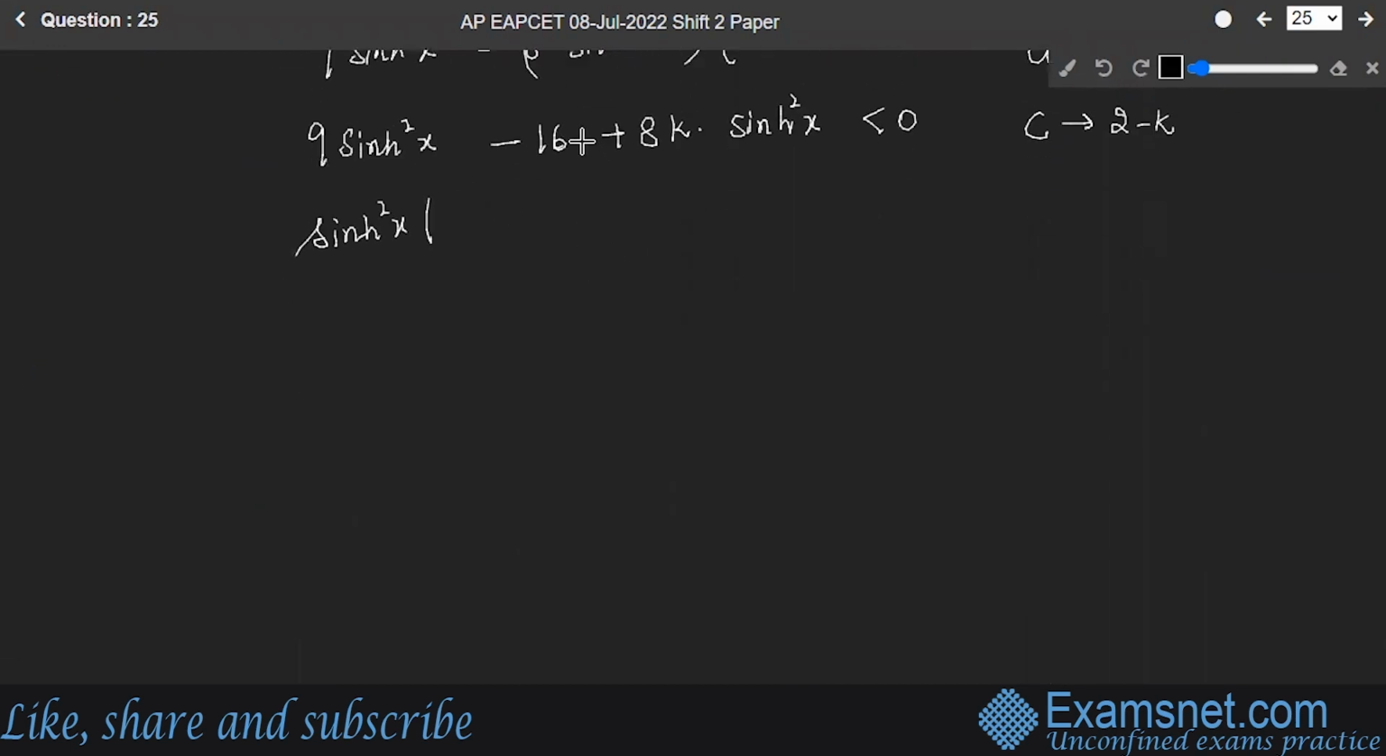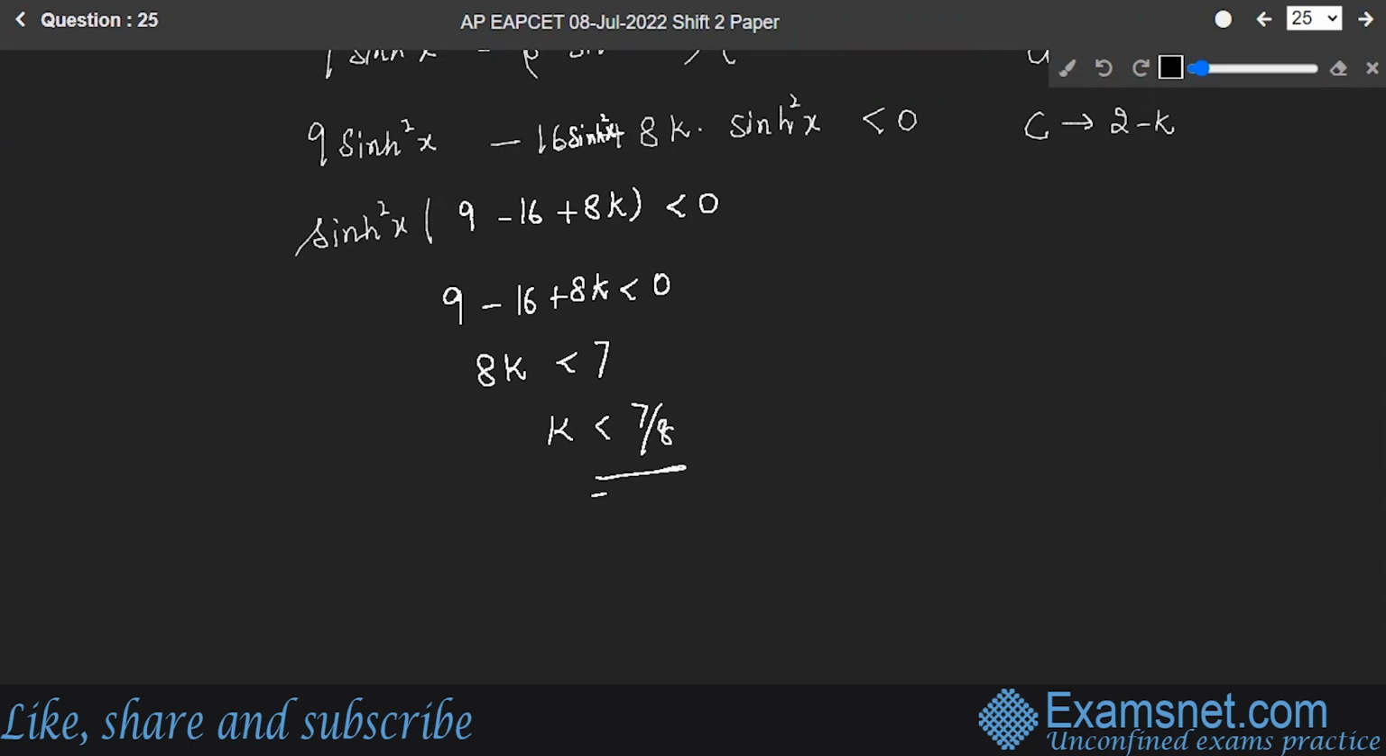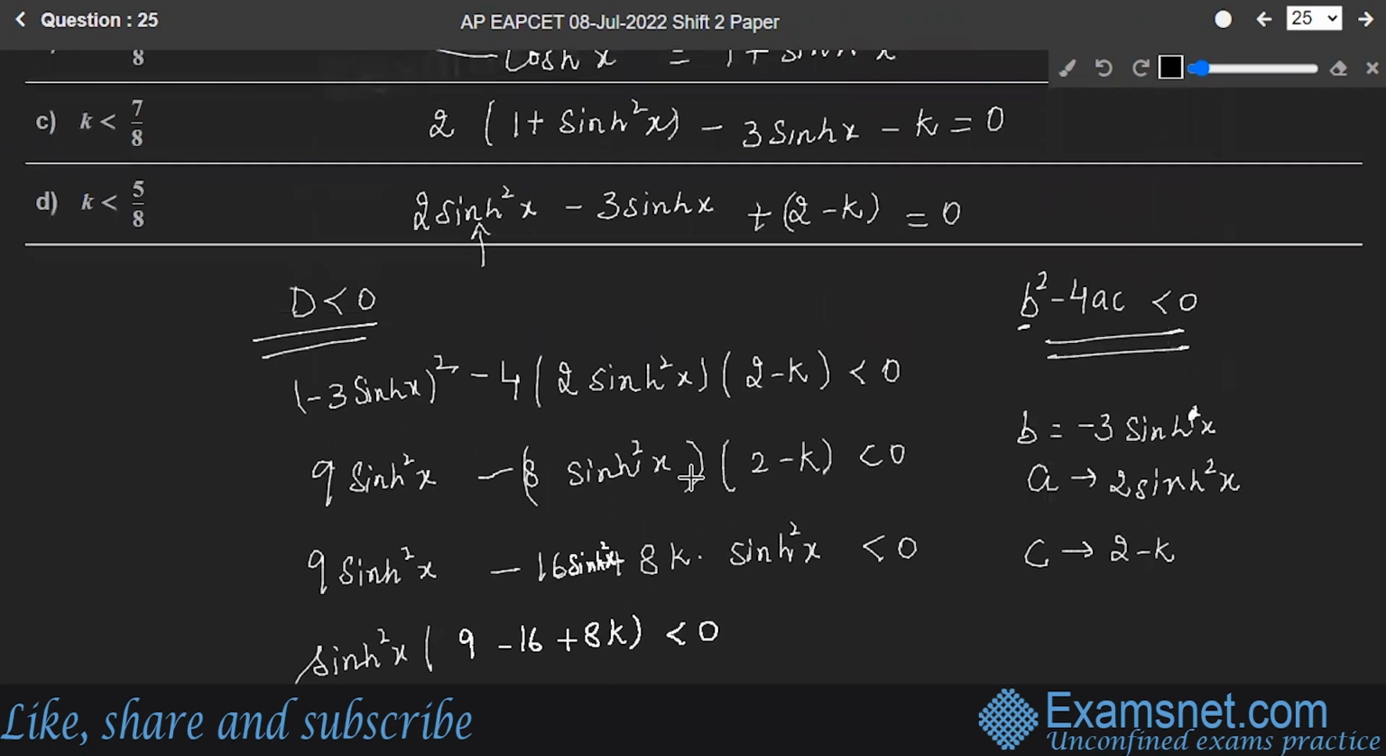So this is sinh square x times 9 minus 16 plus 8k, which is less than 0. That means 8k minus 7 is less than 0, so 7 will go on that side. So 8k is less than 7, or k is less than 7 by 8. This is the value of k we were looking for.